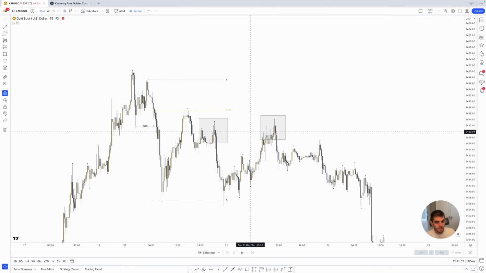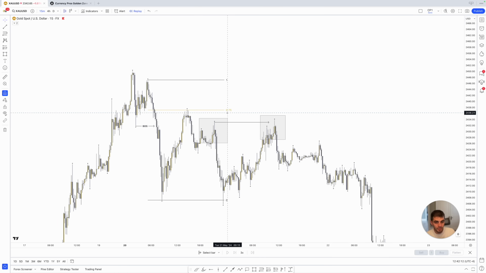I had entered these 2 trades here upon this retracement. It definitely went a little higher than I expected. I was expecting it to be still within the range here. I didn't expect it to pierce through that high. I felt that it would be within that high, but luckily my stop loss was around here.